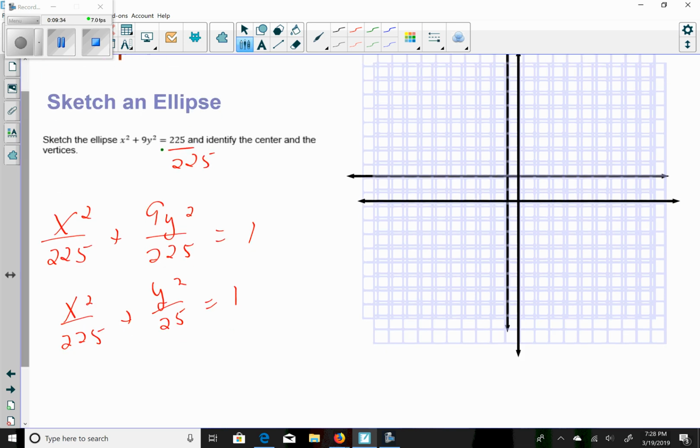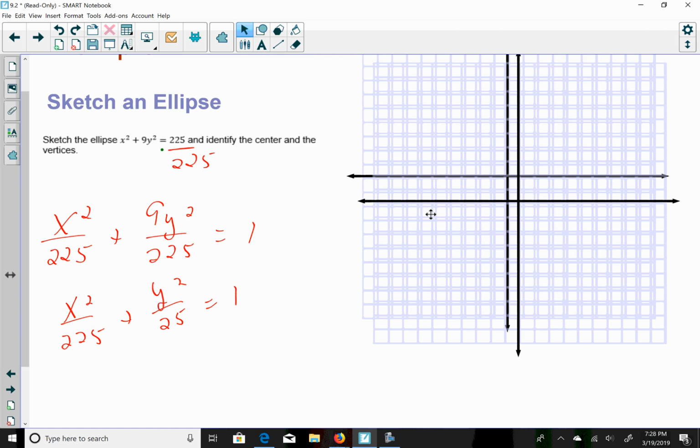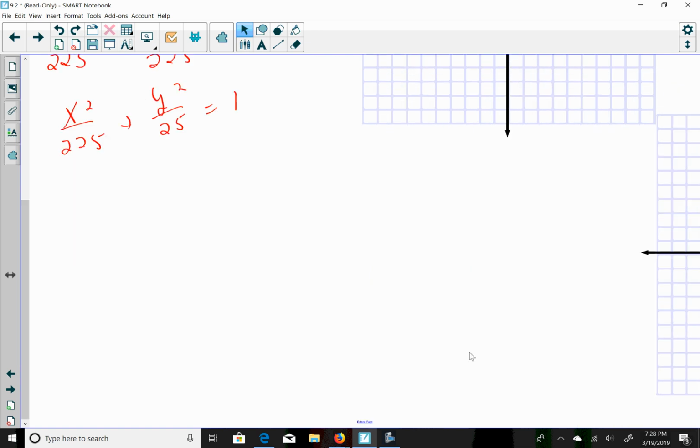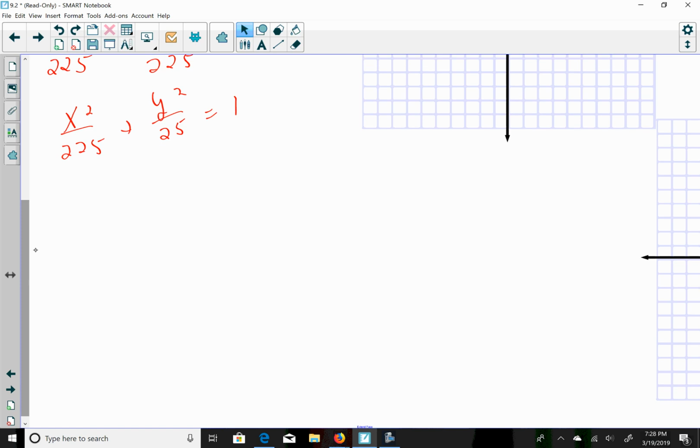So identify my center. Well, I'm not subtracting anything from my x, and I'm not subtracting anything from my y. So my center is going to be 0, 0. I have two graphs here. Let me just get one of those out of the way.